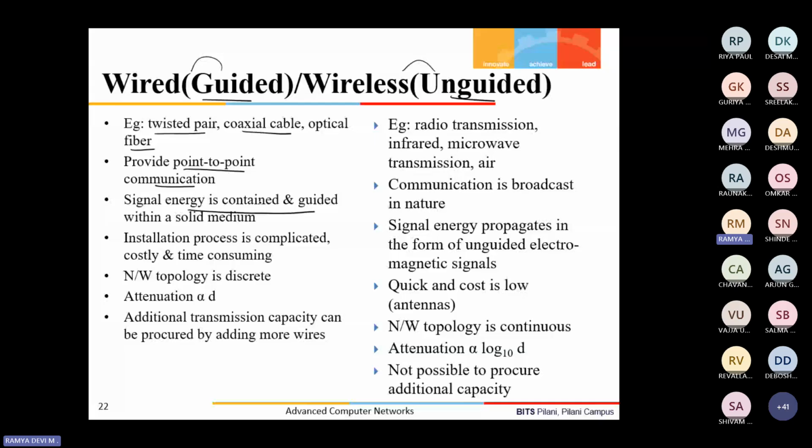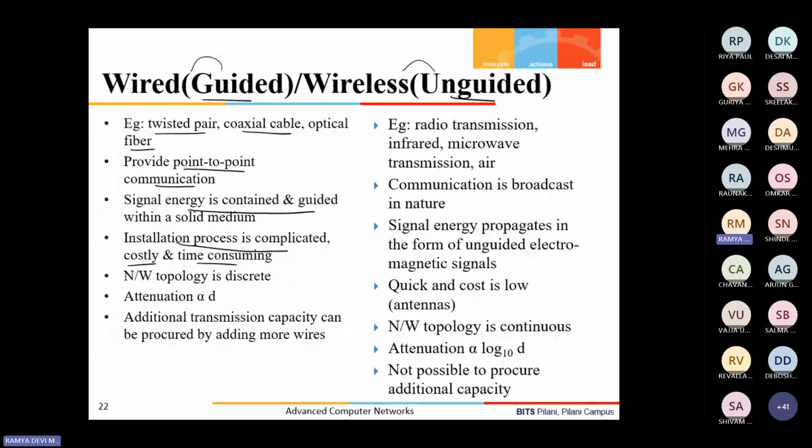So the installation process is complex, very expensive, and time consuming as well. When laying the cables across the building, it is time consuming, right? And the network topology is required and it is discrete. You need to provide the connections very clearly and in a structured way. So that's what the network topology is. They say it is discrete.